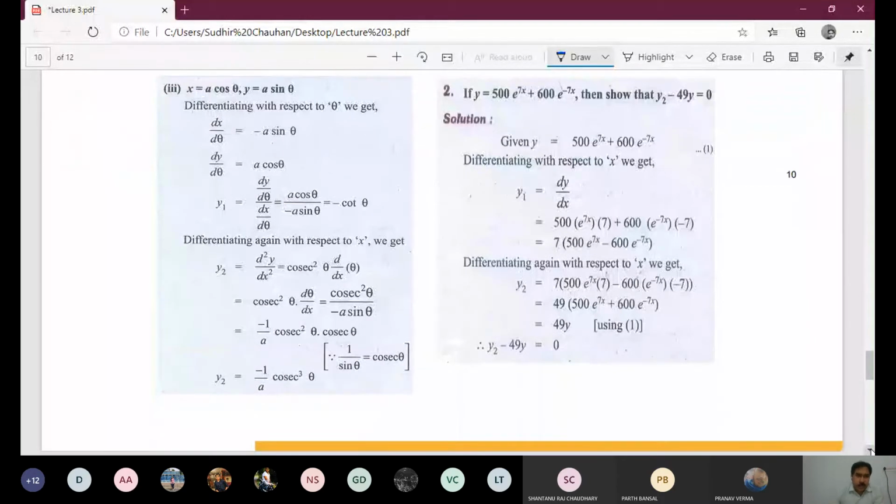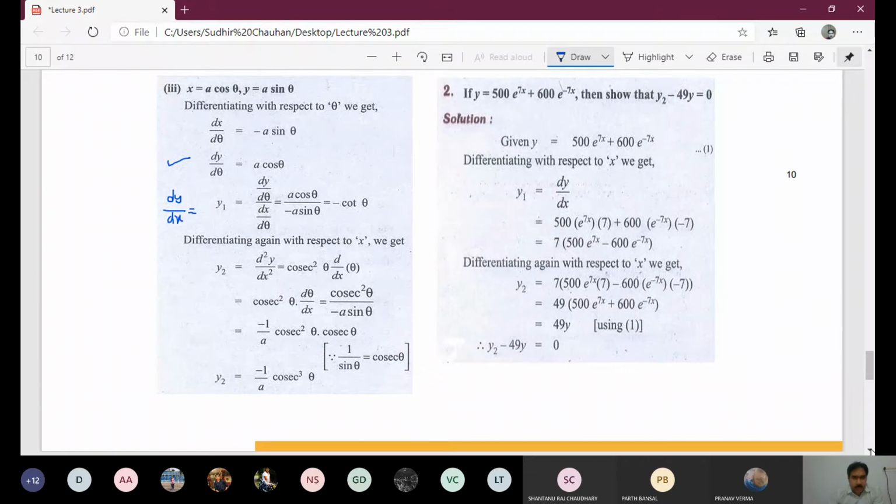So again we have taken example number 3. x is equal to a cos theta, y is equal to a sin theta. Now we have to differentiate. So differentiating with respect to theta, we get dx by d theta is minus a sin theta, dy by d theta is a cos theta. So y1, that is the differential of y with respect to x, dy by dx can be written as dy by d theta divided by dx by d theta.